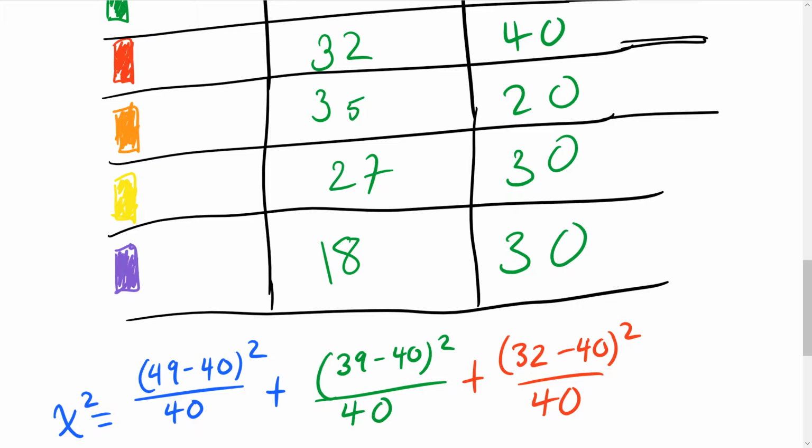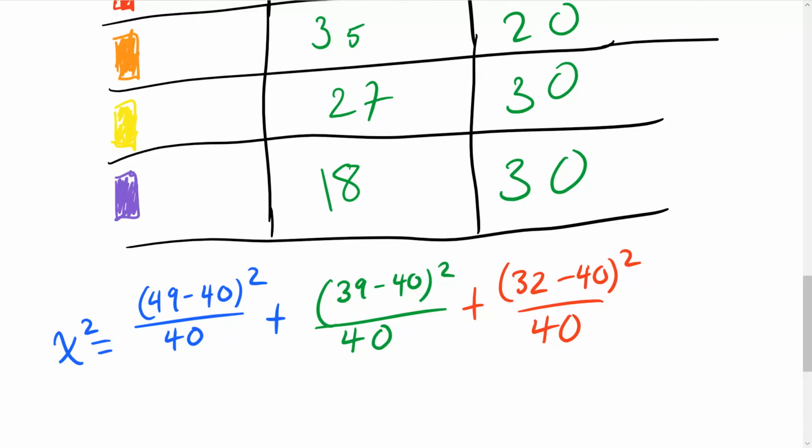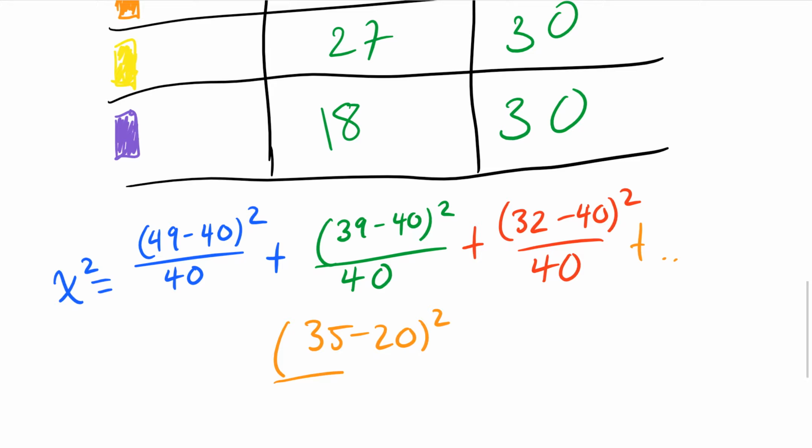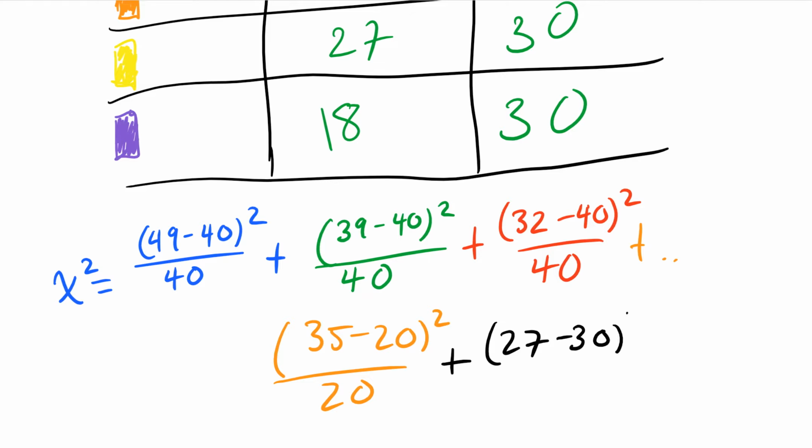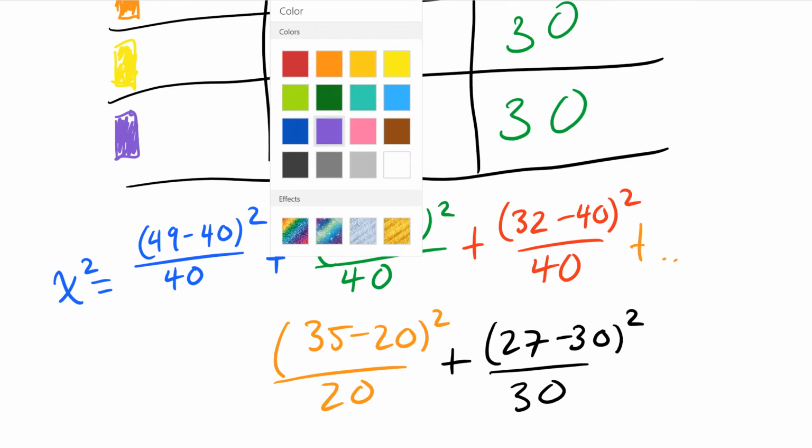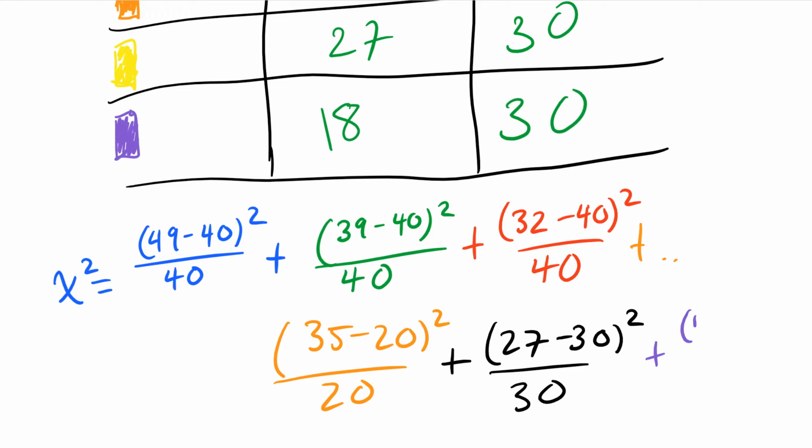Then orange, I'll do that on the next line. That's 35 minus 20 squared divided by 20. Yellow I'll do in black so that we can read this. It's 27 minus 30 squared divided by 30. And then purple is 18 minus 30 squared divided by 30.